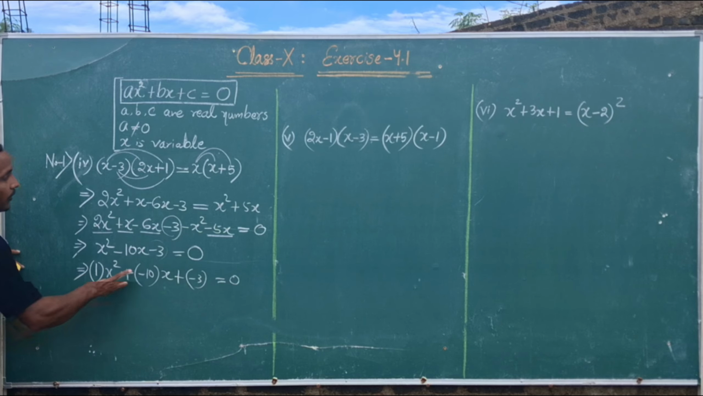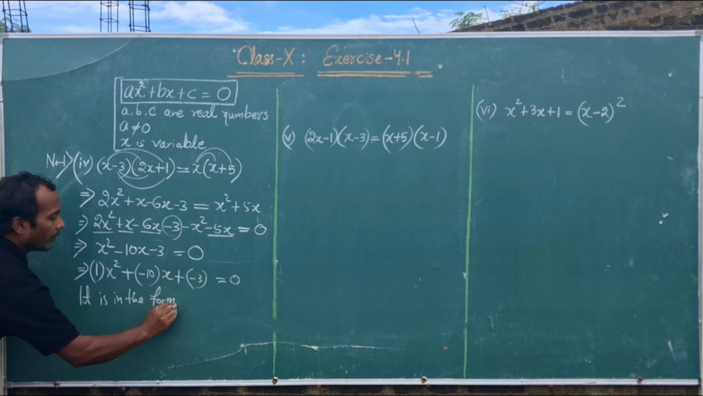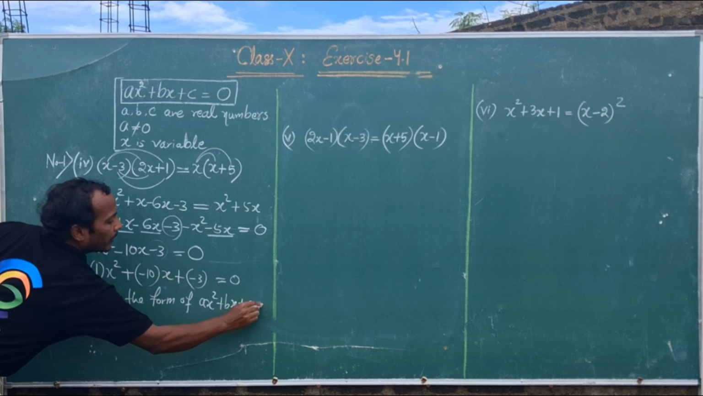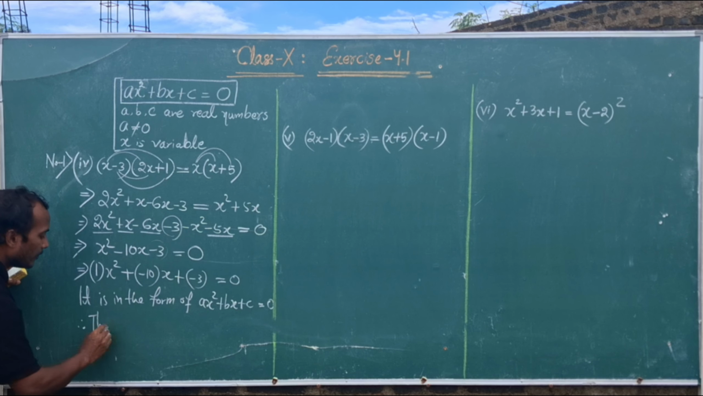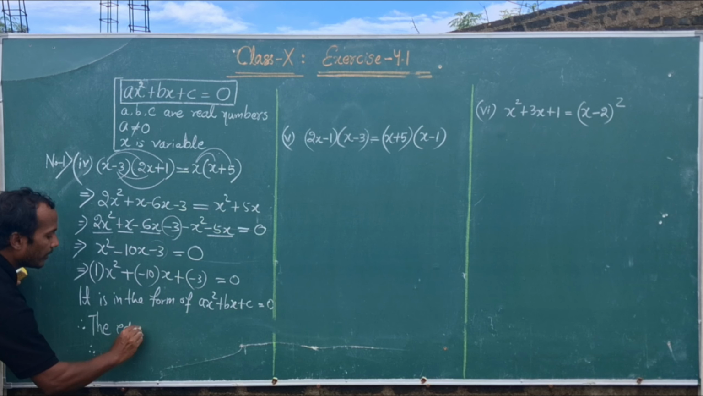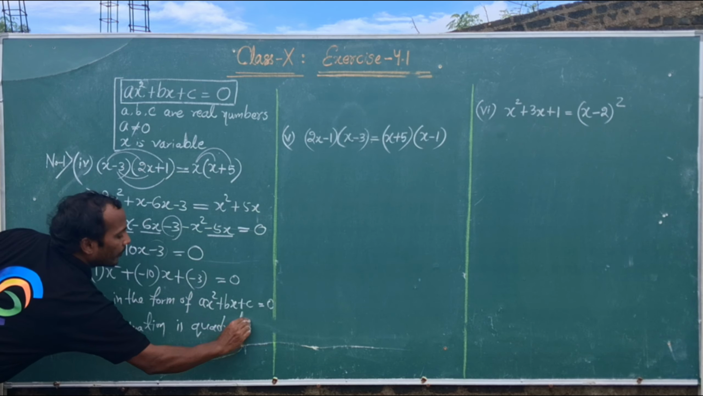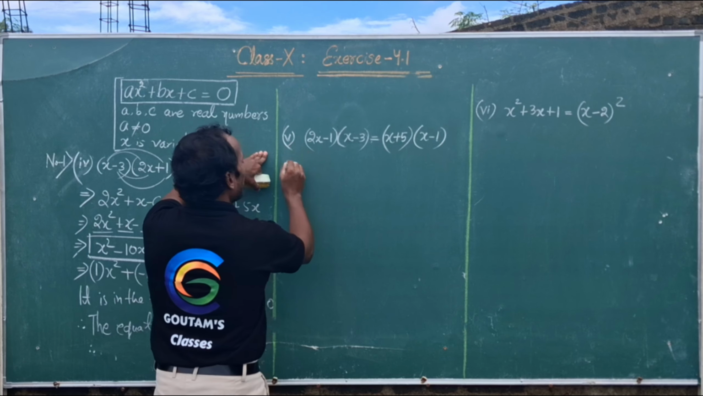Now, this is following the standard form. So we can declare this is a quadratic equation. Let me write. It is in the form of ax square plus bx plus c equals 0. So the equation is quadratic. Is that clear? Now come to number V.